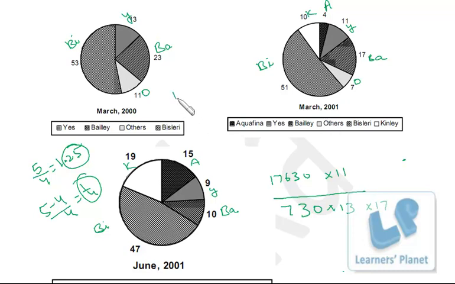I'll just repeat it. 17,630 is 17%. Then 100% is what? That we can calculate. So that will be 17,630 by 17 into 100 divided by 100, and then we have to find out the 11%. So instead of doing extra calculation, I divide 17,630 by 17 and multiply it by 11. So I'll be getting the contribution of Yes, that is 11%. Okay, so 17,630 by 17 into 11.